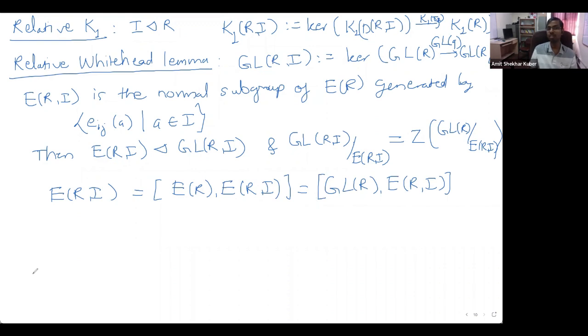As a consequence of this relative Whitehead lemma, K1 of R,I has another description. It is also isomorphic to GL(R,I) modulo E(R,I). The proof is long, and I'm not covering the proof. But this is one presentation and this is another presentation of the same group, the same relative K1.